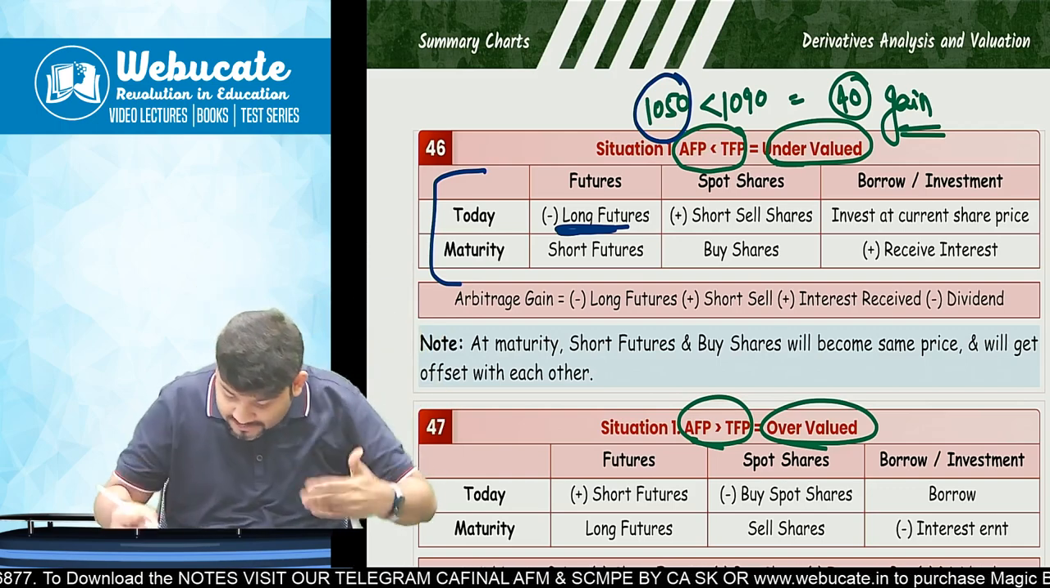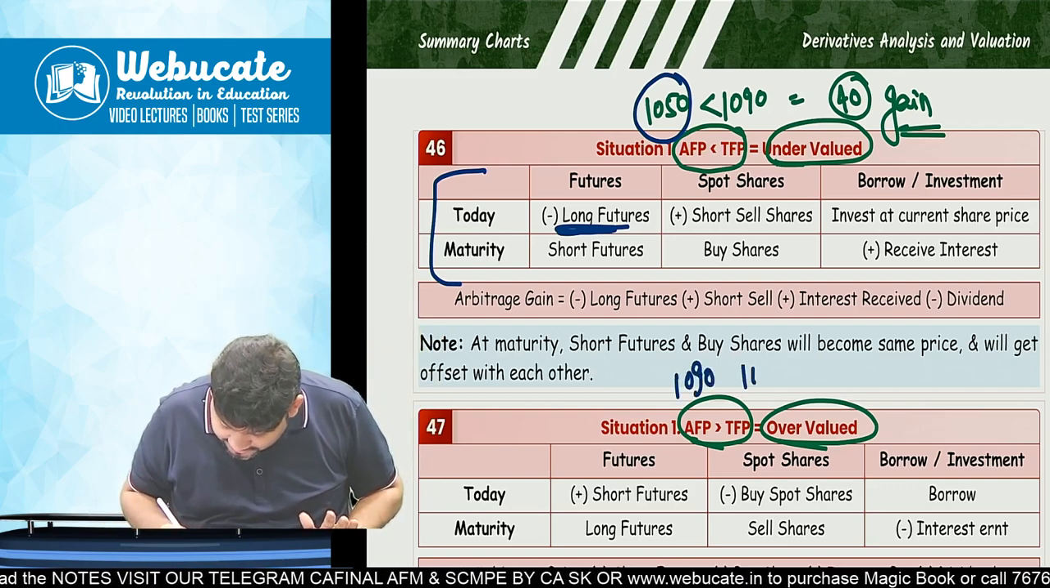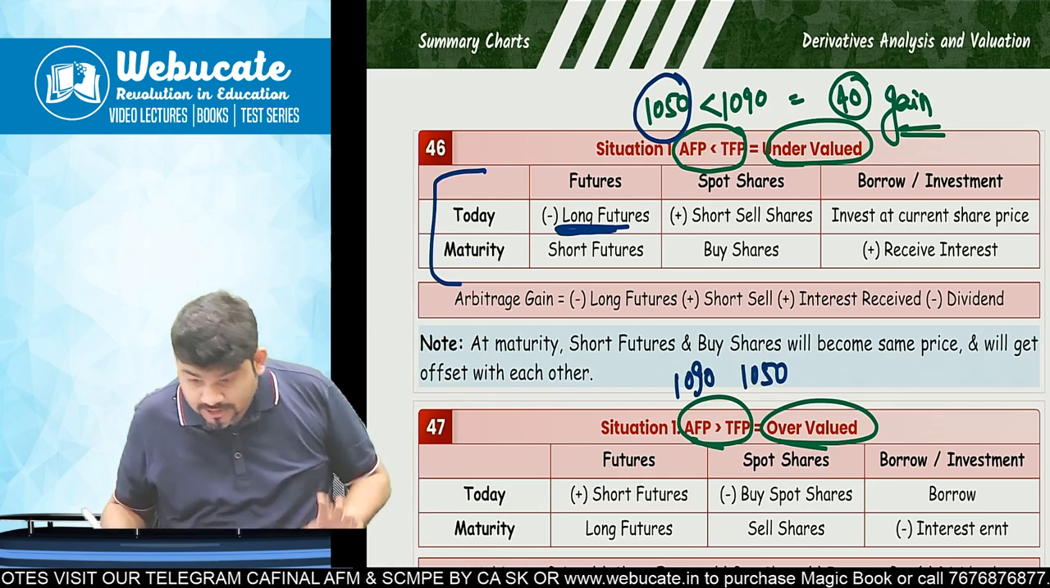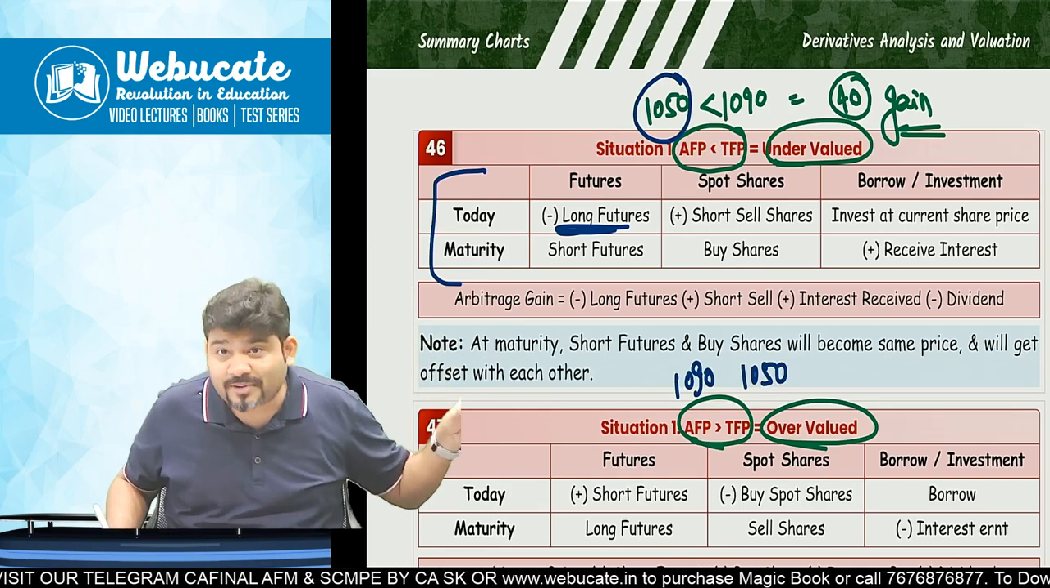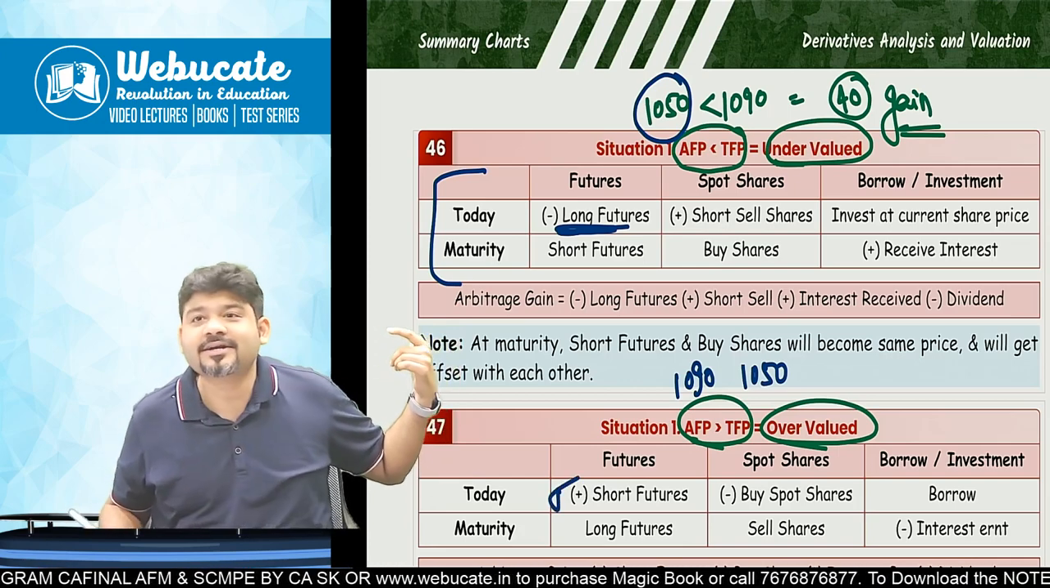But suppose it is opposite. Suppose this is 1090 and this is 1050. So what is there? The actual future price is higher. Short it, because you are going to get a better price. Short it. Are you understanding?